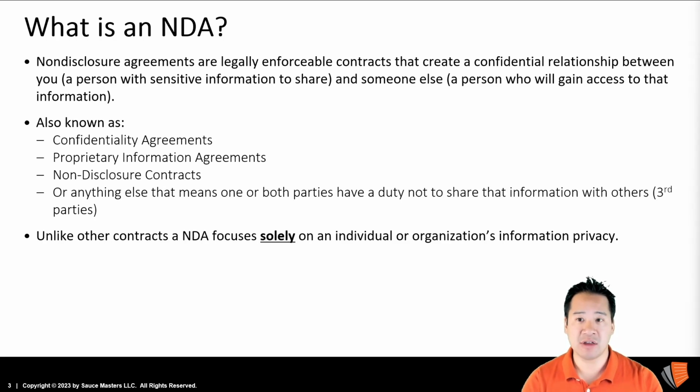So let's talk about what an NDA is. It's ultimately a contract. It's a contract that's specifically focusing on your information privacy. Again, they're known as confidentiality agreements. They can also be known as proprietary information agreements. The intent is it's a contract that's meant to protect your information. So it creates a legally enforceable contract that protects, we can call it confidential information.